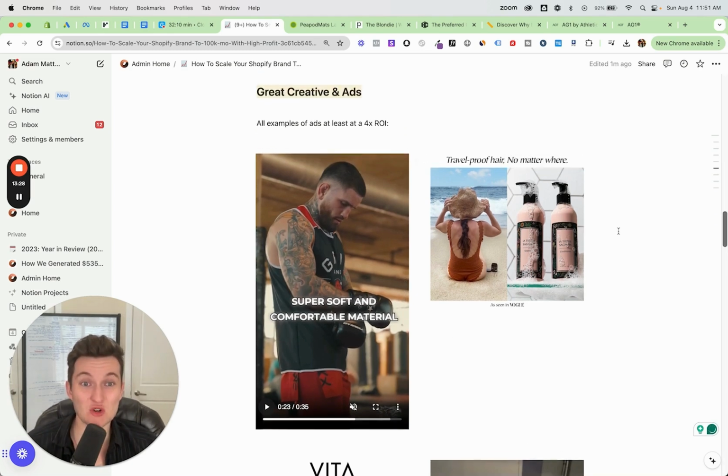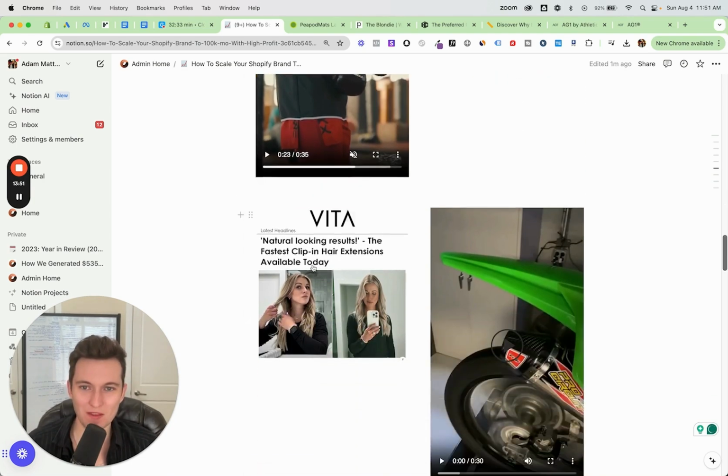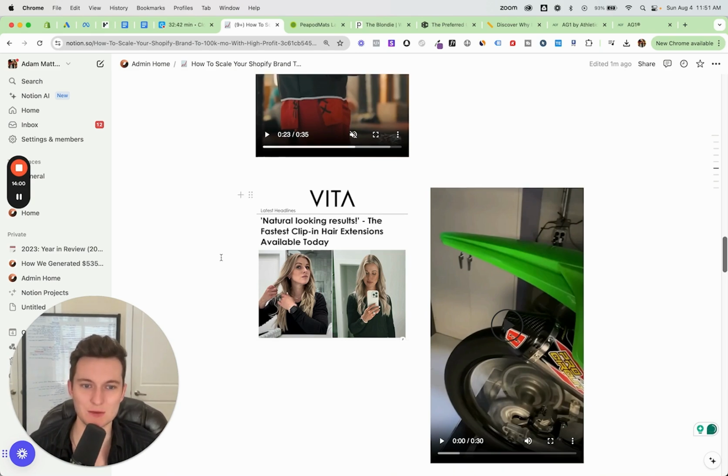Also this one here, travel proof hair no matter where. For this hair care brand, we were doing a bunch of research and found that a lot of people were traveling and using it, and it actually helped with their hair care routine while they were traveling. So we made an entire ad with that. It's also the middle of summer right now, so absolutely perfect timing. This ad here, a nice little static article: natural looking results, the fastest clip-in hair extensions available today. That's the category that we're going with this brand.